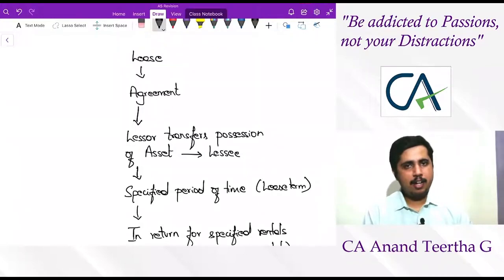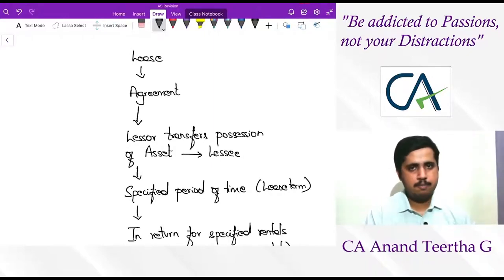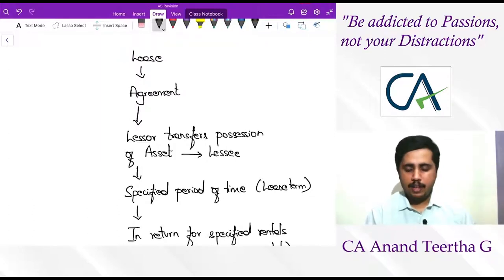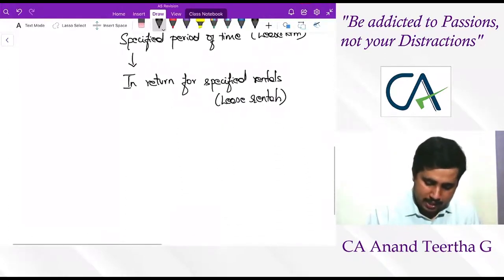So basically, altogether, the asset will be shifted from the owner of the asset to a user of the asset for a certain time for a certain payment. That is going to be called a lease. So if there is a contract based on this, it is going to be covered in our accounting standard. Now, how do we deal with leases?